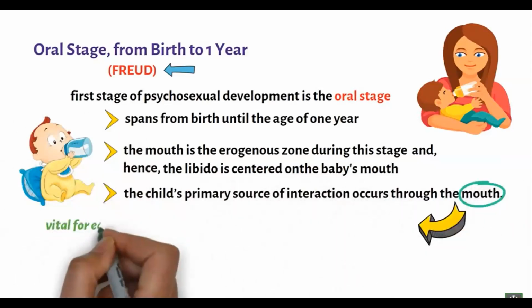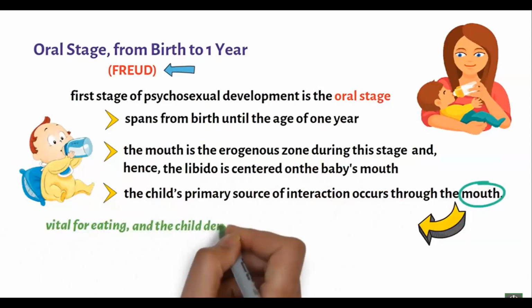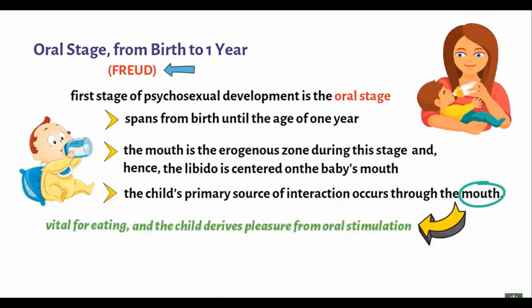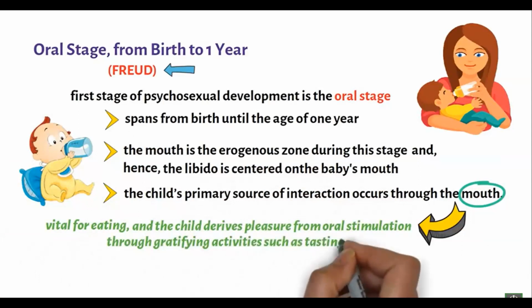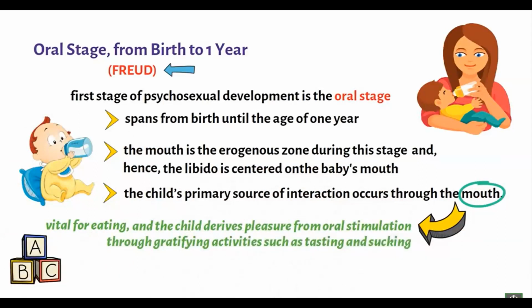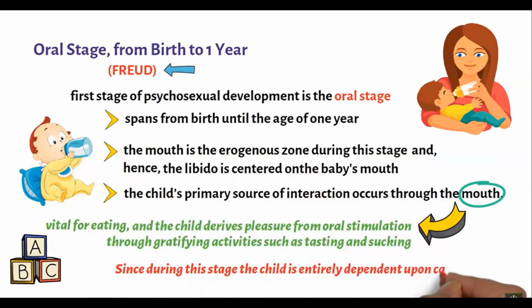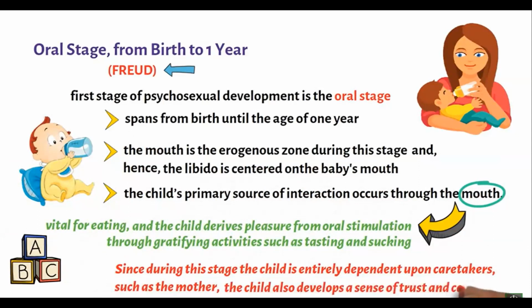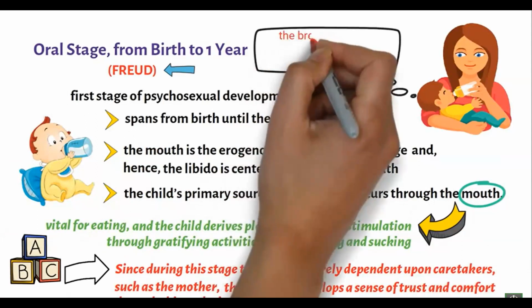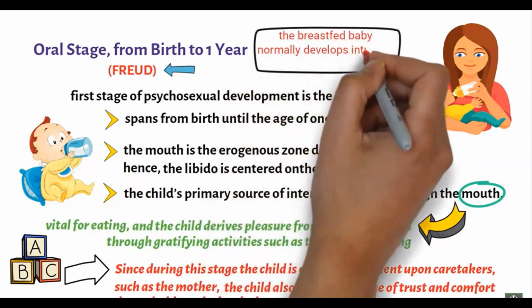Thus, the mouth is vital for eating, and the child derives pleasure from oral stimulation through gratifying activities such as tasting and sucking. Since during this stage the child is entirely dependent upon caretakers, such as the mother, the child also develops a sense of trust and comfort through this oral stimulation. This explains why the breastfed baby normally develops intimacy with the mother.